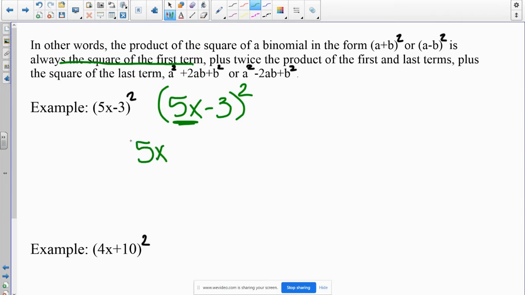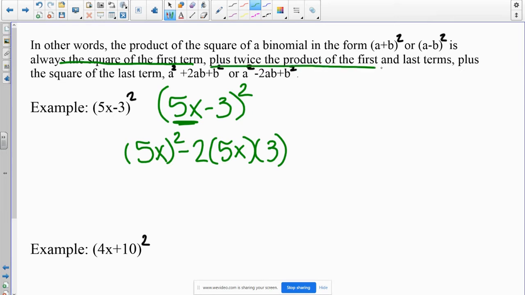We'll just write that down so we can kind of visualize it, and then we'll do the math. And then you're going to plus, and in this case, I should probably say subtract, because notice it's a difference. You're going to subtract twice the product of the first term and last term. So twice the product of 5x times 3. And then we have this part done, and then plus the square of the last term. So that last term is 3, and then you square that, and you get your answer.